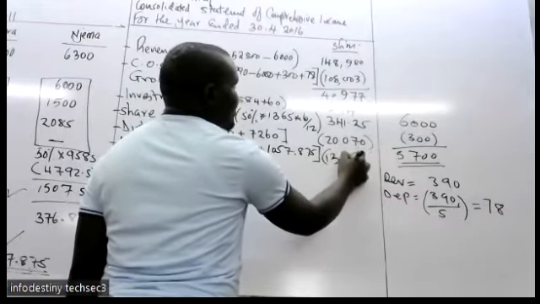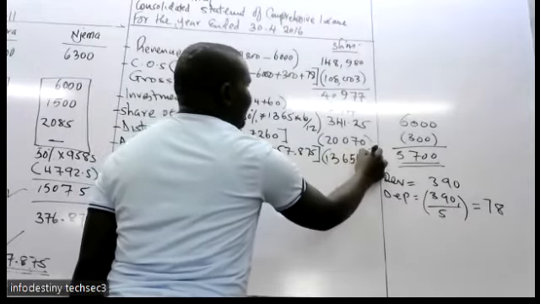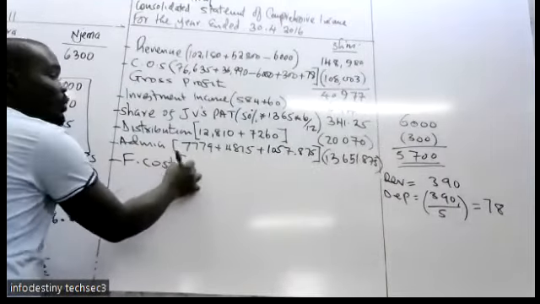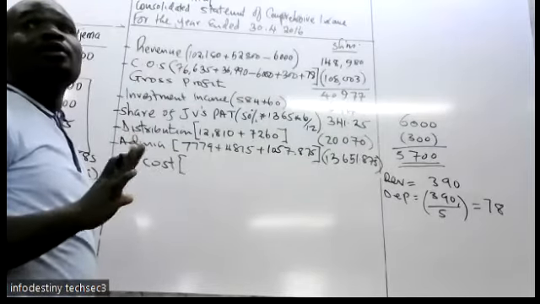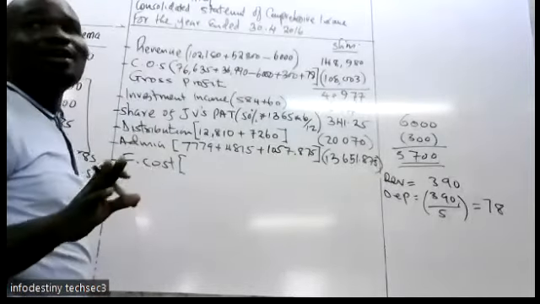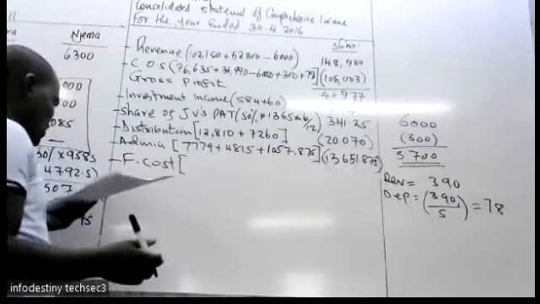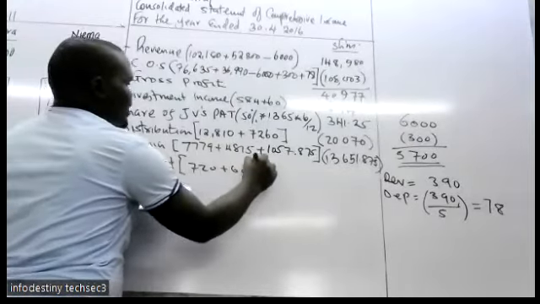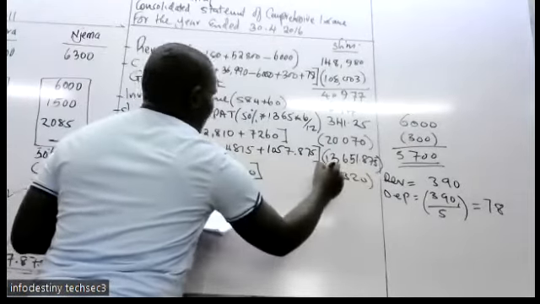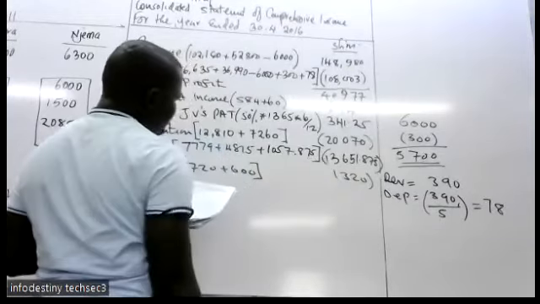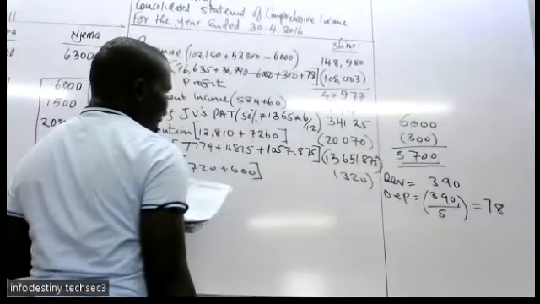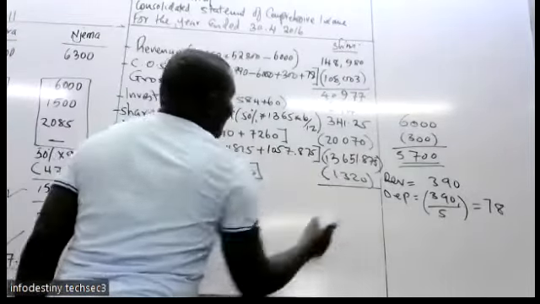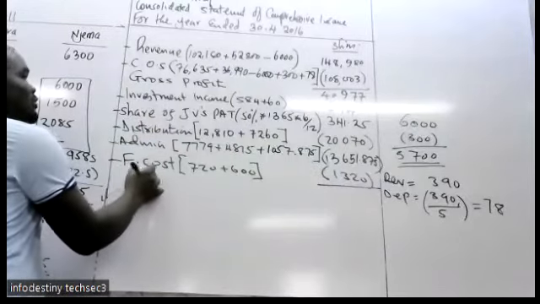13.6.875. Finance cost. Except for yesterday's question, which had intergroup interest, finance cost has no issues. It has no story, just add. How much? 720 plus 13, 1320. Profit before tax.